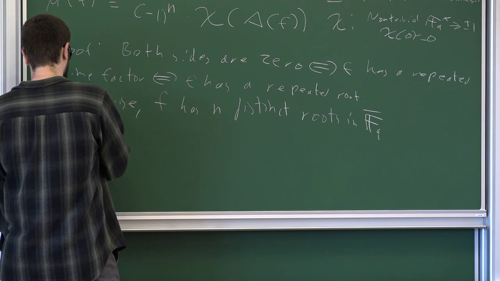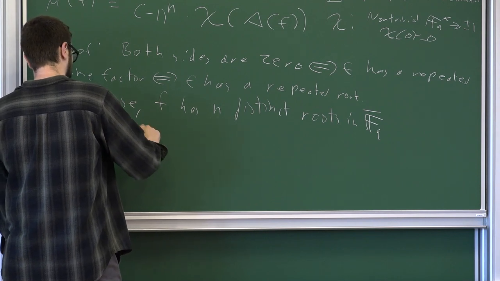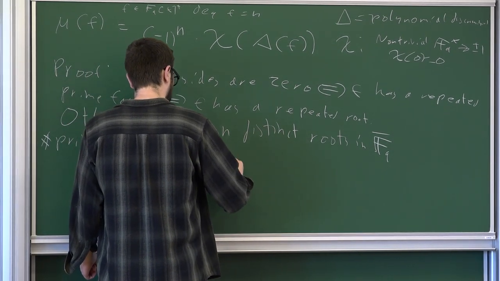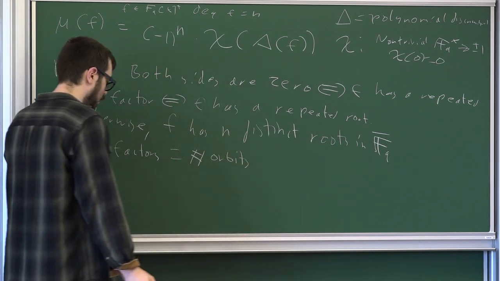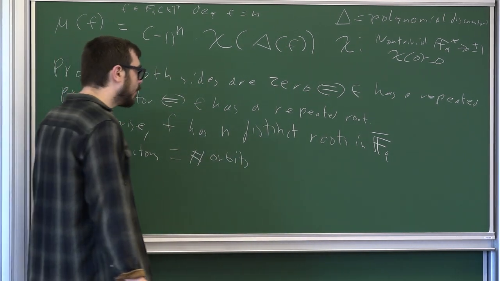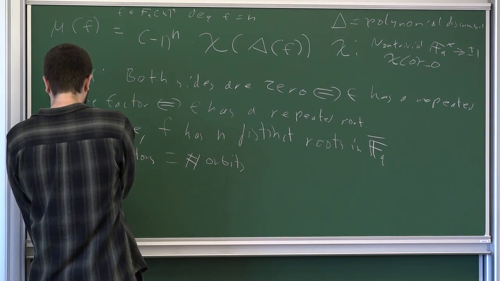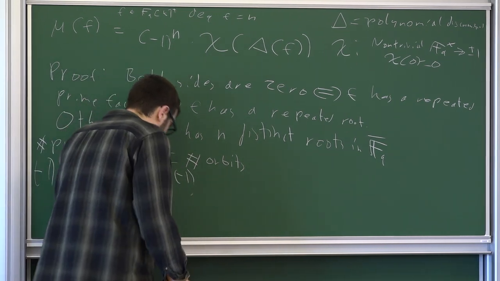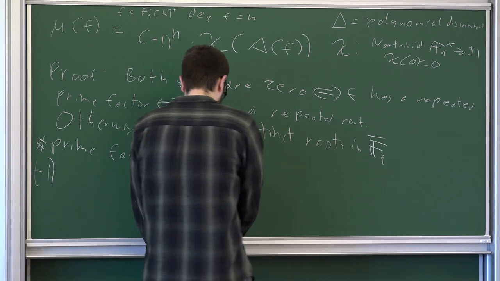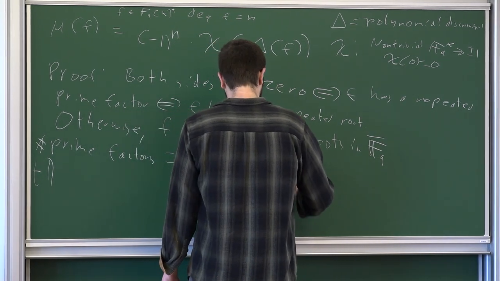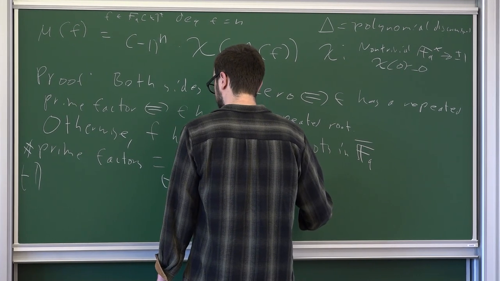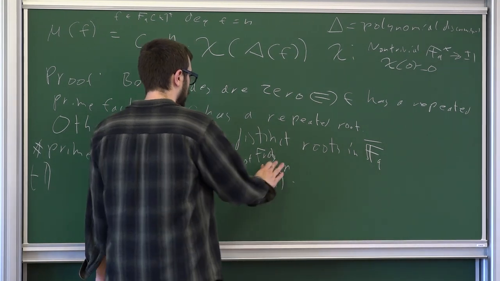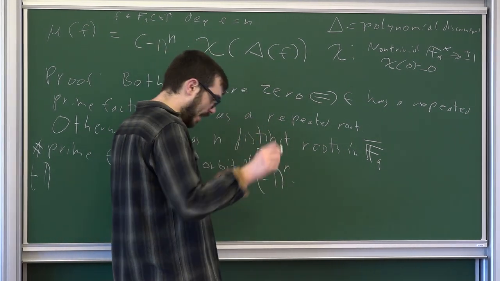And the prime factors correspond to orbits. So the number of prime factors is the number of orbits, and so (-1) to the number of prime factors is (-1) to the number of orbits, which is (-1)^n. The orbits of Frobenius. So Frobenius is acting on the roots, and I'm considering the orbits of the Frobenius action.